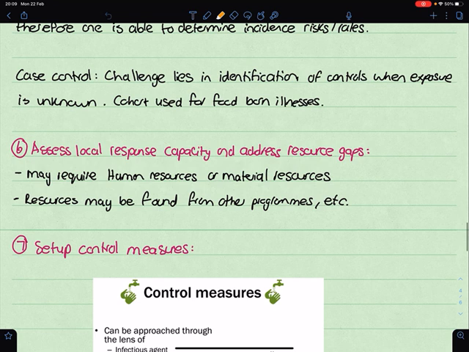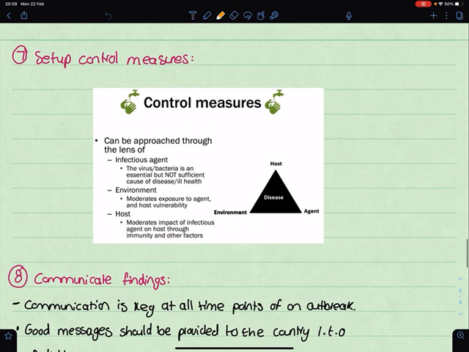Then you assess local response capacity and address resource gaps. You may require human resources or material resources, and resources may be found from other programs, etc. They can be government funded, etc. And then you will set up control measures, such as telling people to wash their hands for 20 seconds. You'll try to moderate the exposure to the agent. You'll set up control measures in order to stop the spread of the specific pathogen.